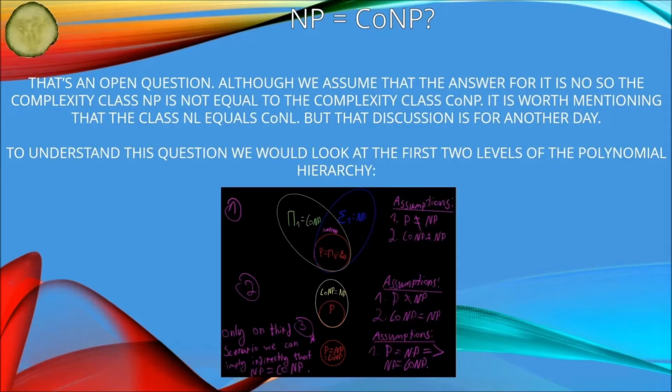To understand that question better, we will look at the bottom of the polynomial hierarchy and set a challenge for ourselves. Let's jump right into it. Is complexity class NP equal to complexity class CoNP? That's an open question. Although we assume that the answer is no, so the complexity class NP is not equal to the complexity class CoNP, it is worth mentioning that the class NL equals CoNL, but that discussion is for another day.